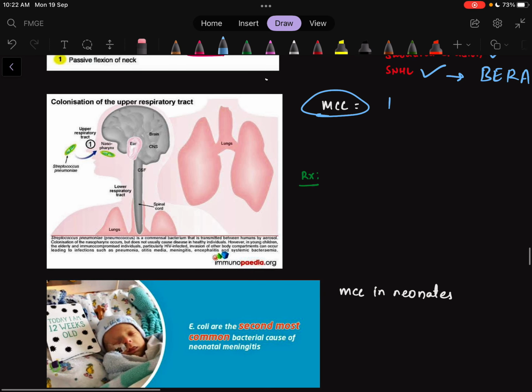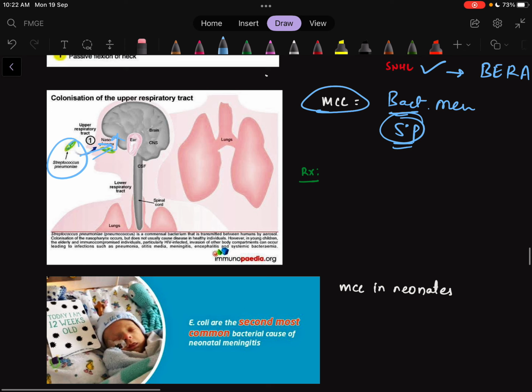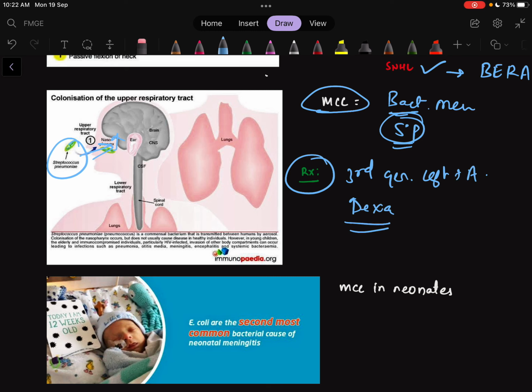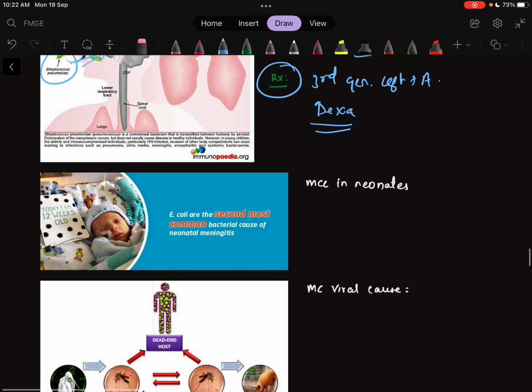The most common cause in bacterial meningitis is Streptococcus pneumoniae. When inhaled, from the nasopharynx it will reach the brain meninges, and for treatment we saw third generation cephalosporin plus aminoglycosides, and dexa is given to decrease the inflammatory edema. E. coli is the second most common bacterial cause of neonatal meningitis, and the first one is GBS, group B streptococcus. That is the most common cause in neonates.